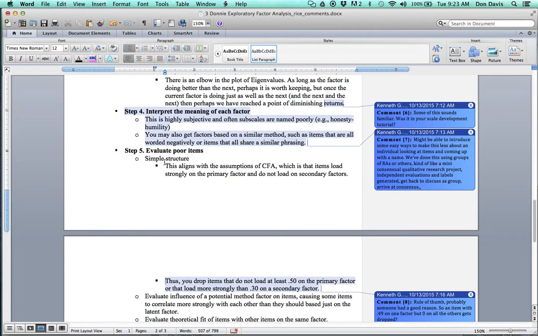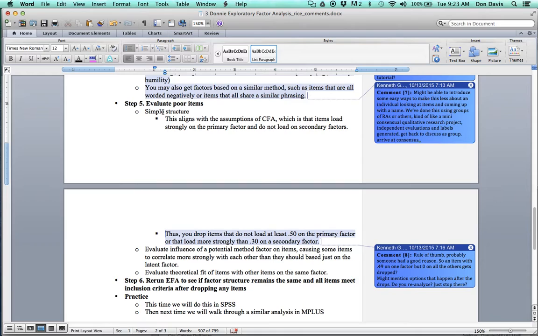Step 5, evaluate poor items. So an empirical criterion would be simple structure. If you're using an EFA, CFA progression, then CFA assumes that each item loads on the primary factor and doesn't cross-load. So there's a zero cross-loading on any secondary factors. So you can use EFA to actually pick items that would perform well under those assumptions.